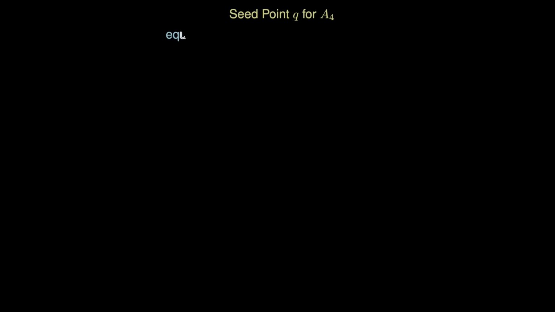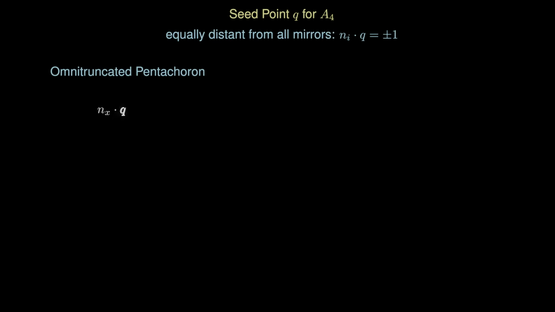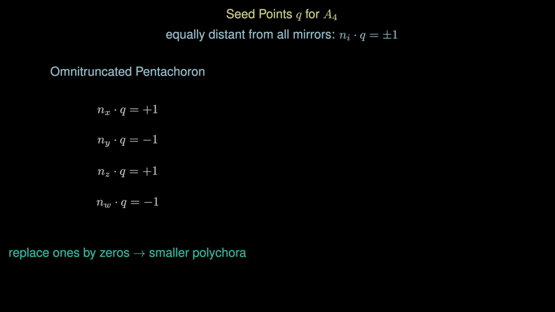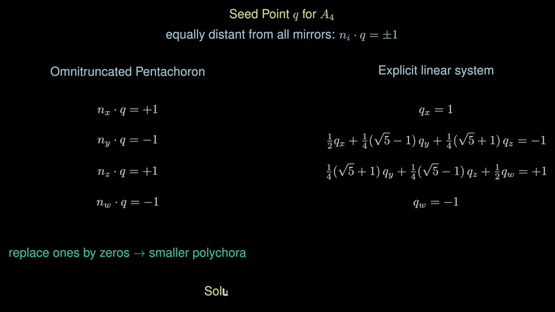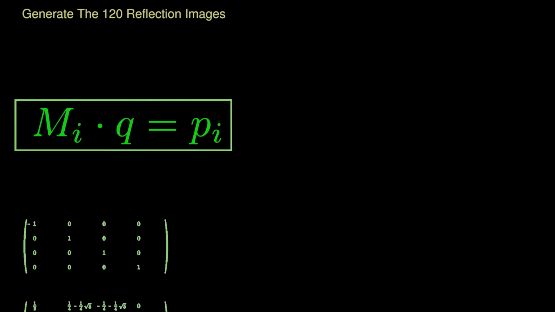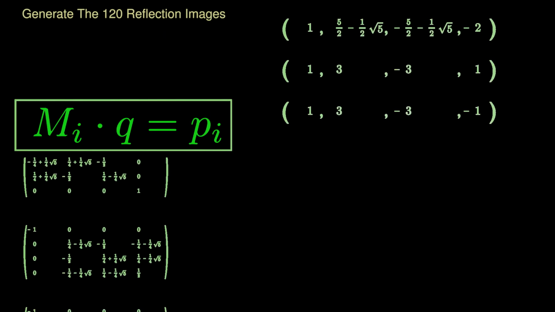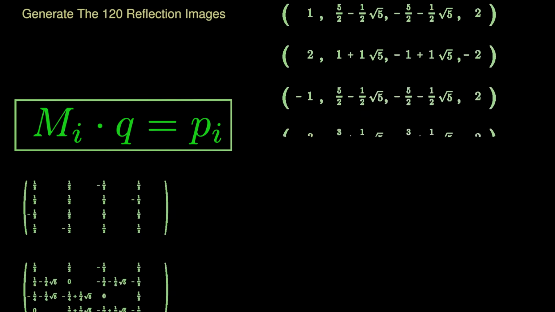We require a point that has equal distance to all mirrors. When some of these ones are replaced with zeros, one gets seed points for smaller shapes. Denoting this point by Q, the seed for the omnitruncated pentachoron satisfies the following equations. Applying 120 group elements to this seed produces 120 distinct points, the vertices of our polychoron.